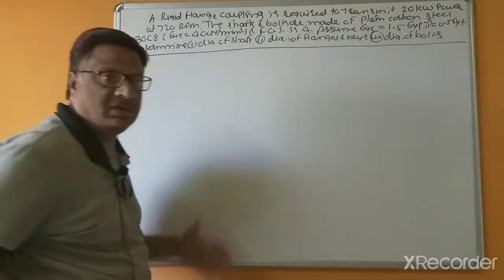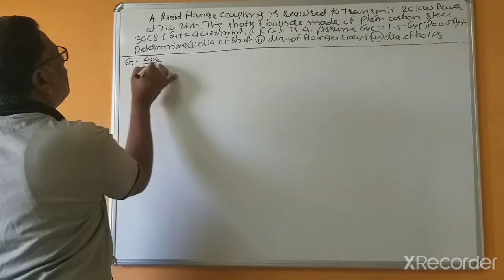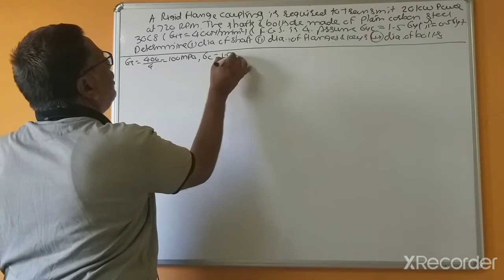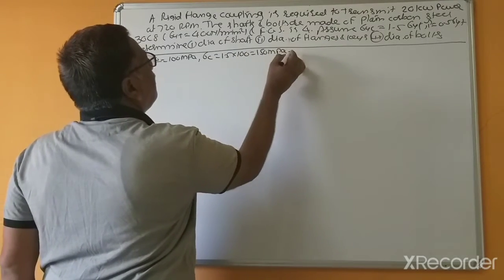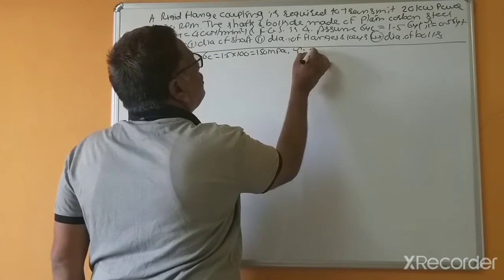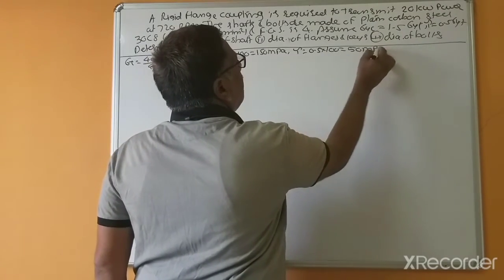I am not extracting data because this is 20 kilowatt, 720 rpm, 400 only. I will consider sigma T equal to 400 divided by factor of safety 4. So that's why this is 100 megapascal. And sigma C equal to 1.5 times 100, which is equal to 150 megapascals, and tau equal to 0.5 times 100, which is equal to 50 megapascals.